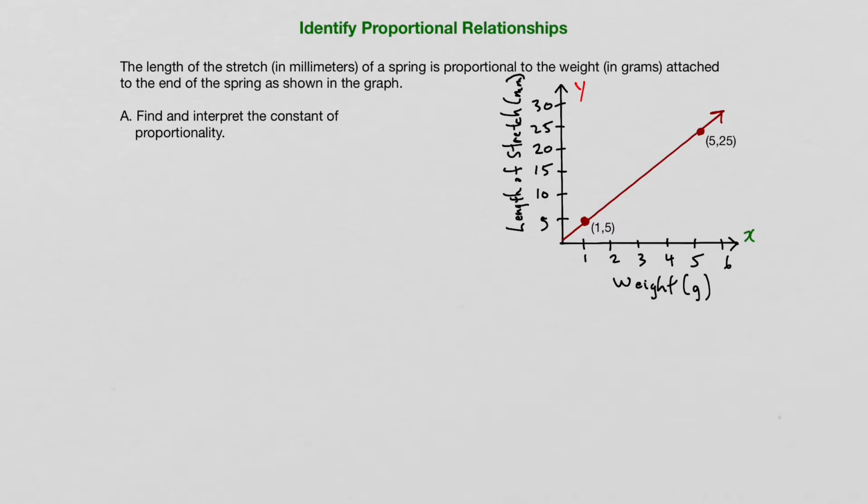Okay, so to find the constant of proportionality, which is also the unit rate, is very straightforward. All we need to do is to find the slope. And to do that, we just take one of the points and calculate its constant. Okay, so let's say, for example, we decide to take 5 over 25. I'm sorry, 5 comma 25. Okay, so this second point up here.